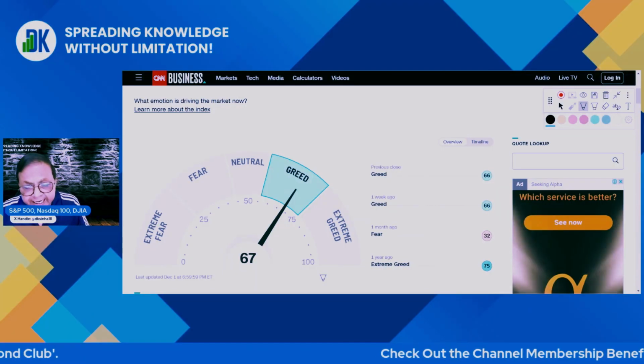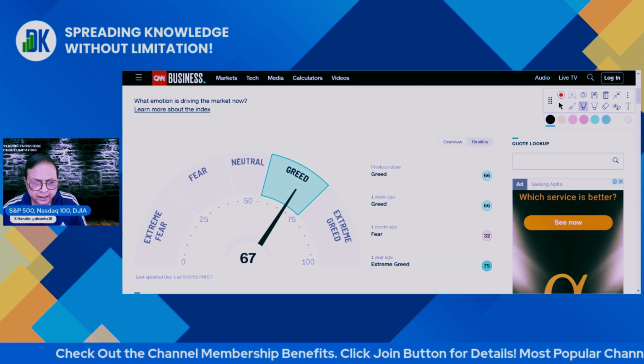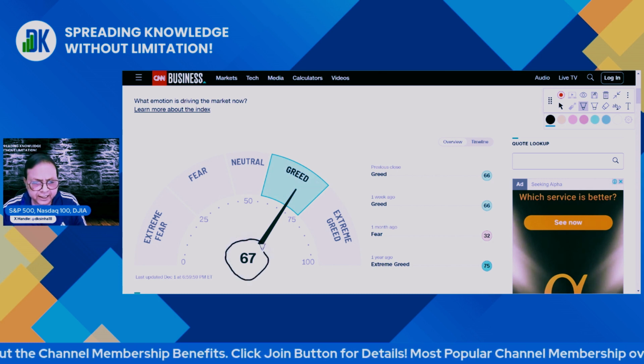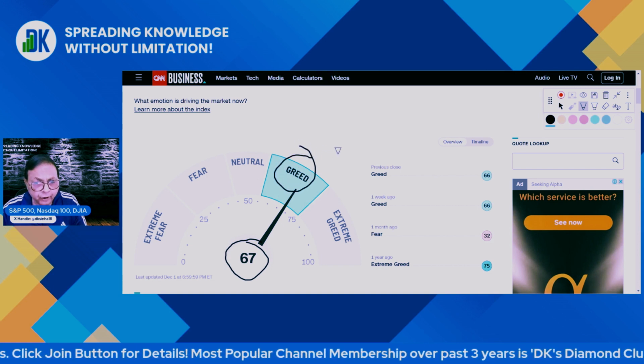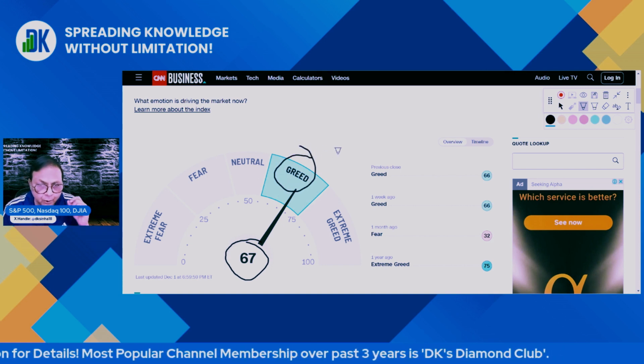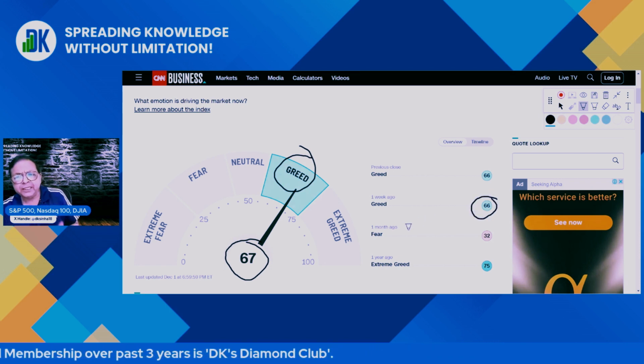If we check the market sentiment, the fear and greed index with respect to S&P 500 is currently reading at 67, which means it is in a greed zone. One week ago, we discussed it, and it was at 66. So there has not been much change.